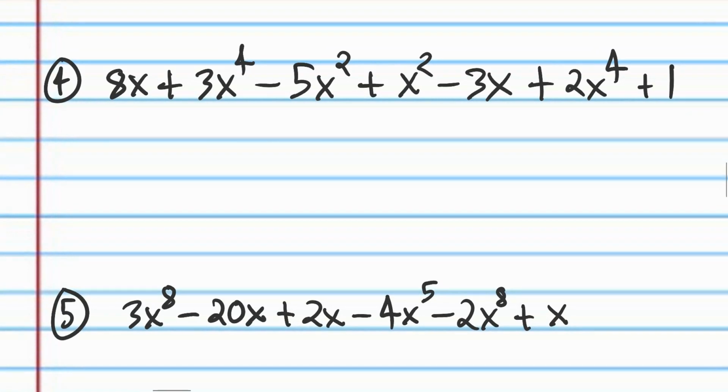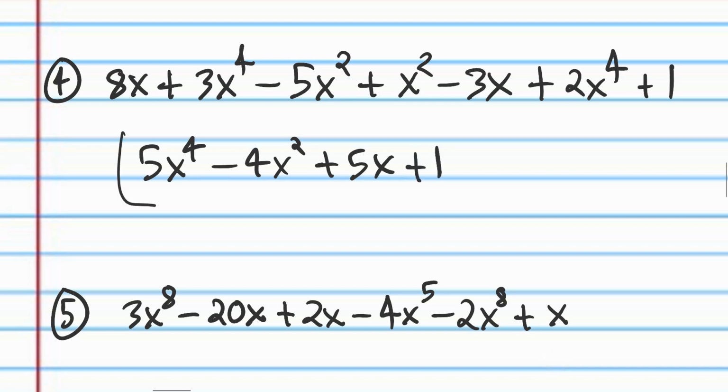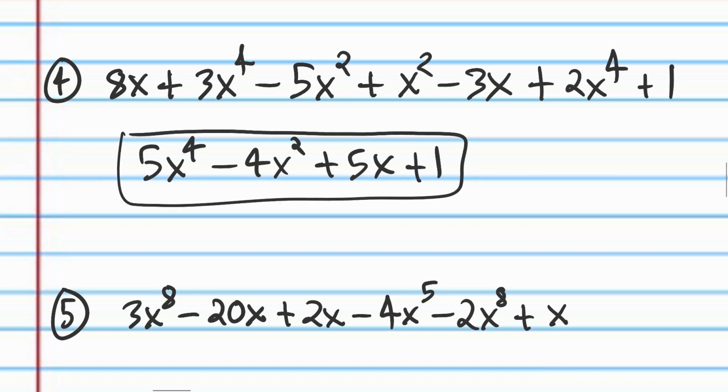All right, we're back. So you should have 5x to the 4th and negative 4x squared and 5x and 1, it looks like. So I'm going to go ahead and cross out the ones that I combined.